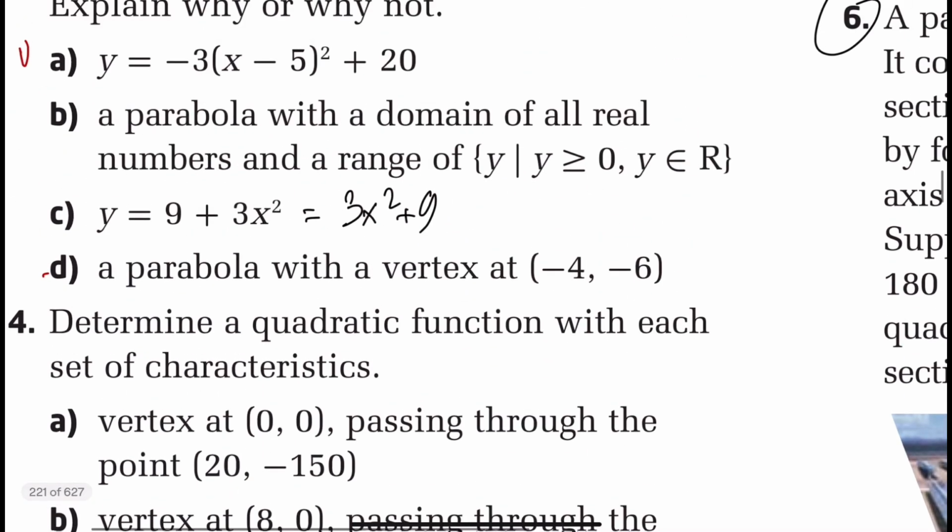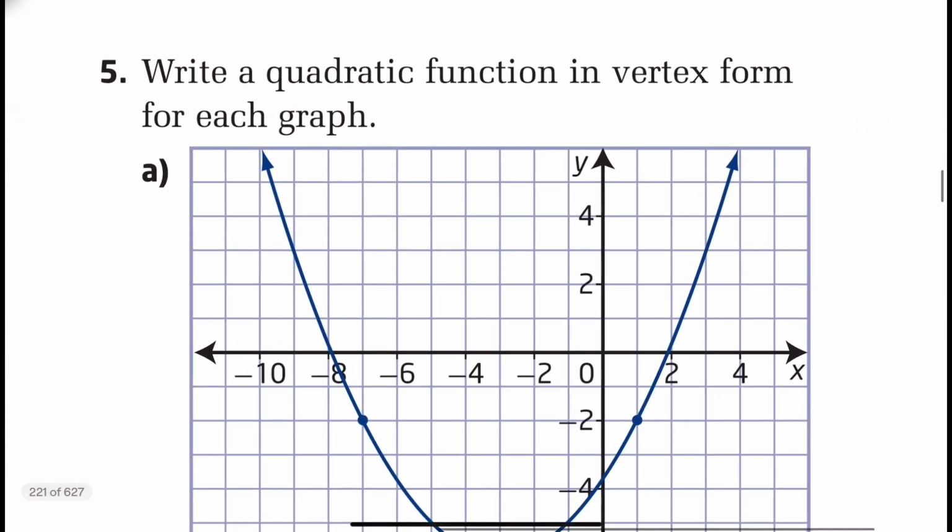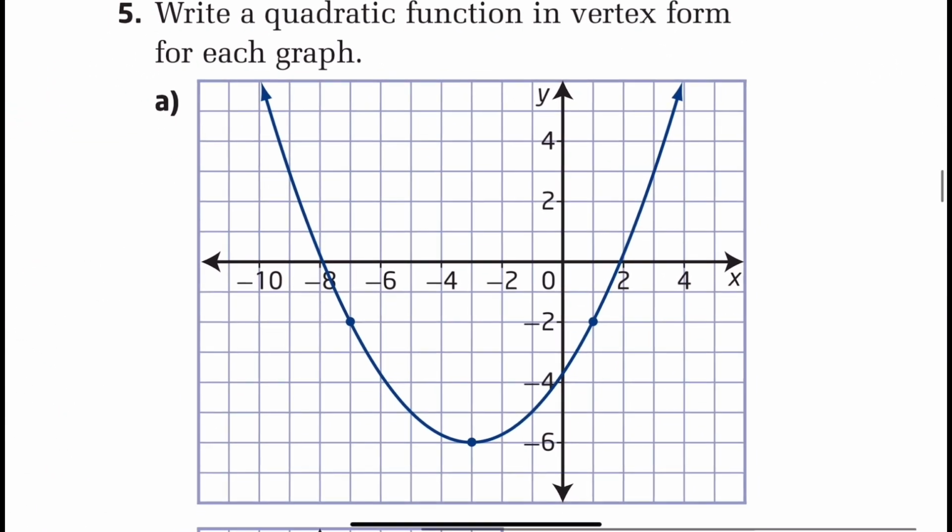So for question number 5, we write a quadratic function in vertex form. So they need us to write y is equal to a times (x minus p) squared plus q. So this is the vertex form. To do that, we need our p and we need our q and we need our a.